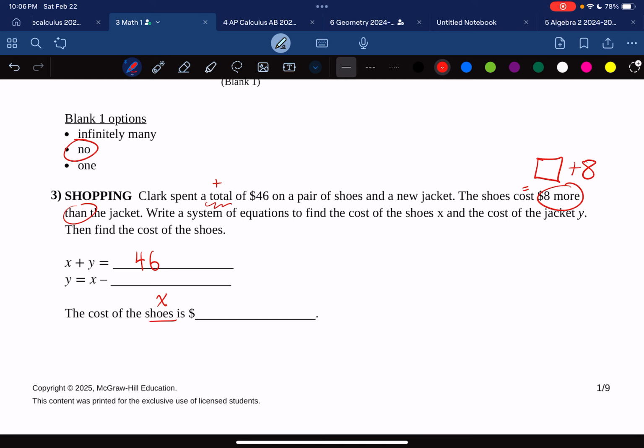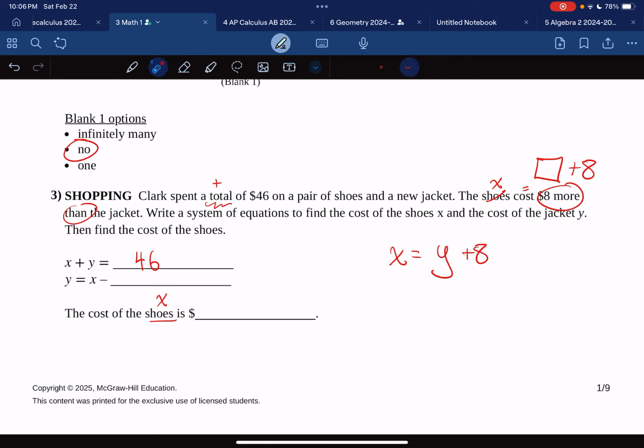So you're going to say the shoes, aka the x, because that's the thing I'm trying to solve for, right? It says shoes are x. So x is equal to, I'm just copying it down, x is equal to 8 more than the jacket. Well, that means you're going to do something and then add 8 to it. So something plus 8. And that something is the jacket, and it says the cost of the jacket is y, so therefore I'm going to say y plus 8.